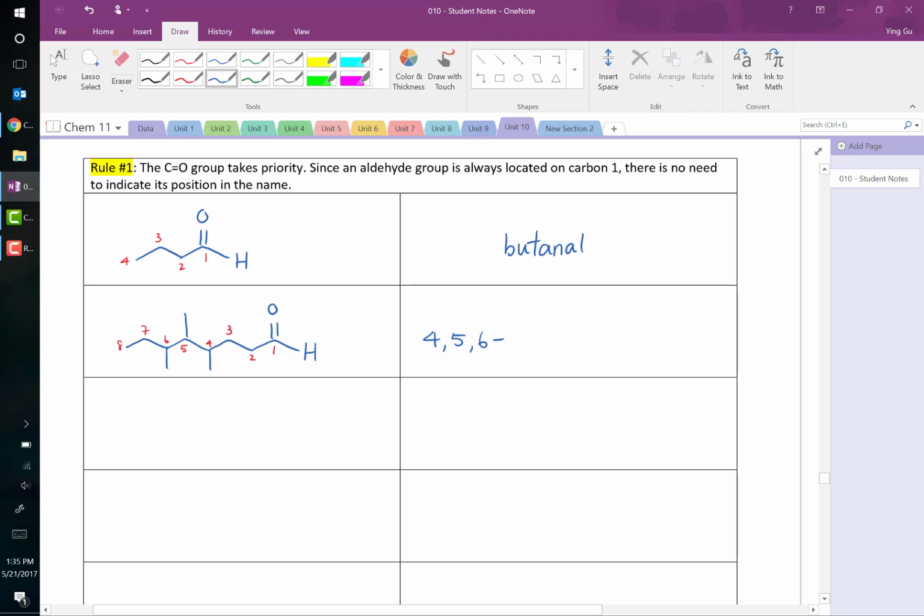Because there are 3 methyl groups, we use the prefix tri. We follow that with methyl, trimethyl, and then we finish off with the main chain name. In this case, there's 8 carbons, that is oct. So this is 4,5,6-trimethyloctanal.